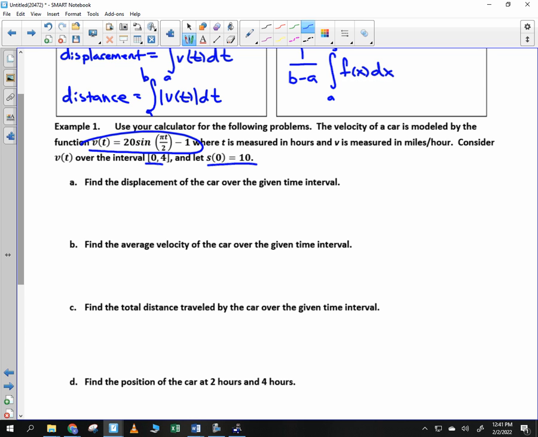What does s of 0 equal to 10 mean? It starts at a position of 10. At time 0, it's at a position of 10. Like if I'm headed north on I-35, I start at a position of 13. Why? Because Albert Lee is at mile marker 13. Get what I'm saying? And I travel from there. So it starts at a position of 10. We all good? All right.